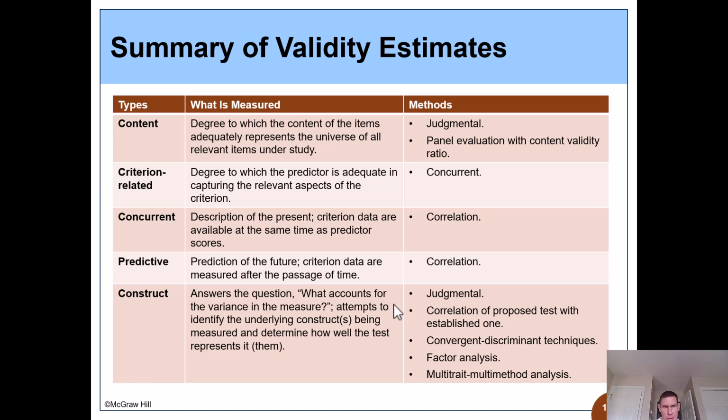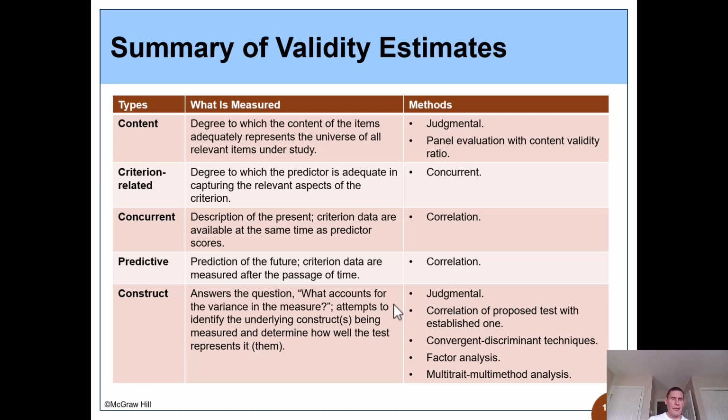Predictive validity speaks to the prediction of the future. Criterion data are measured after the passage of time. Again, that's correlational. And then finally, construct validity. This answers the question, what accounts for the variance in the measure? It attempts to identify the underlying constructs being measured and determine how well the test represents them. And the methods here could be judgmental, could be a correlation of the proposed test with an established one, could be convergent and discriminant techniques, could be factor analysis, or a multi-trait, multi-method analysis.